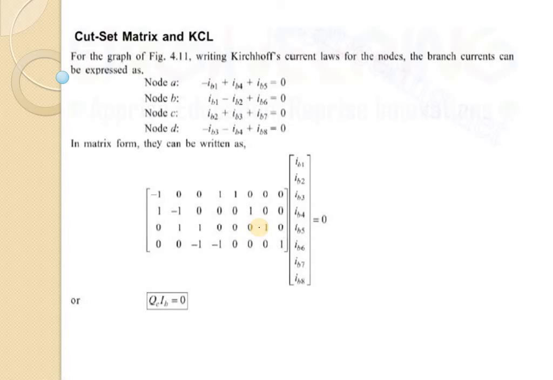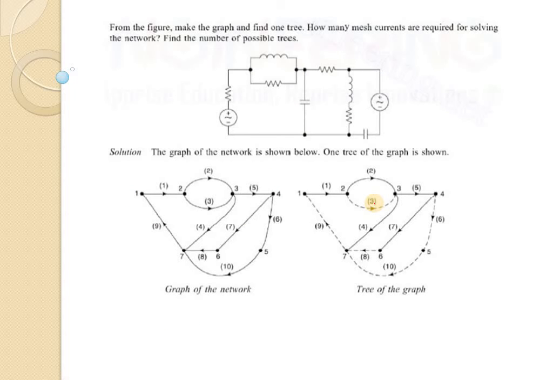Now, we will do the cut set matrix and KCL in a similar way. Here, in place of voltages, we will put the currents and we will form the KCL equations at node A, node B, node C, and node D. And from these equations, we will form this cut set matrix, and the combination QC into IB will be equal to 0, and that is the cut set matrix and KCL relation.